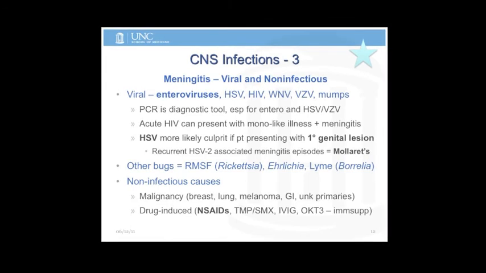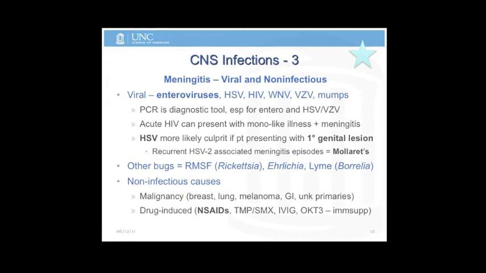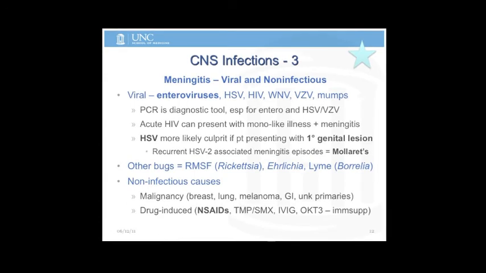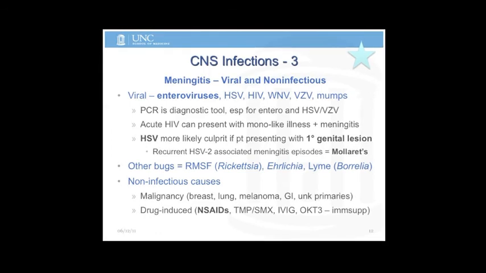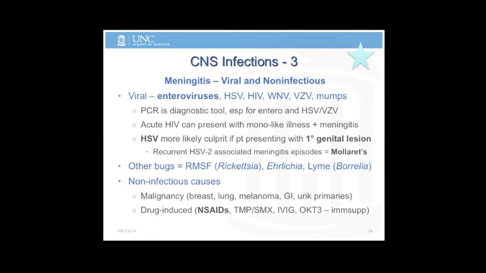Herpes is more likely if you have somebody who has a primary genital lesion at the time. So herpes meningitis can recur. If it does recur, that's Mollaret's syndrome. It's typically HSV2 that does that. But if you have a primary genital lesion or a recent genital lesion and somebody presents with meningitis, that can be HSV1.